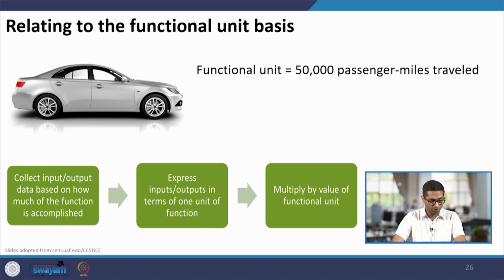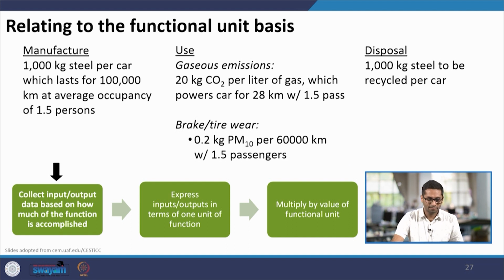So first I would be collecting all the possible inputs and outputs pertaining to this particular system that I am comparing. Then I would be understanding the different inputs and outputs per one unit of this function unit, and then multiply with the number of function units, or 50,000 in this case. So let us go through this example one by one. Let us take this particular car as an example.